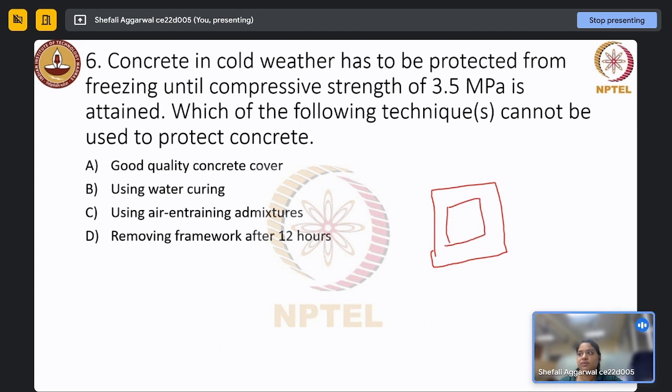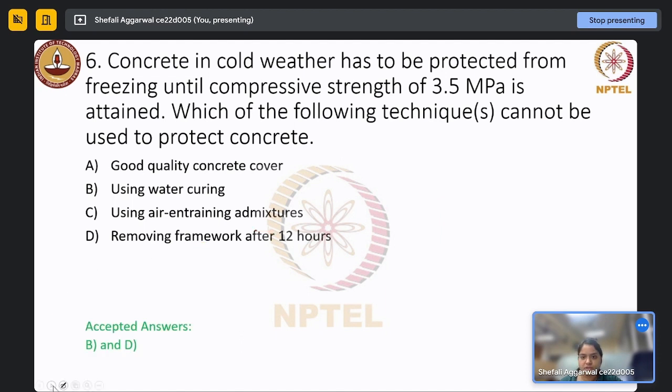If we are removing formwork very early, there are chances that the internal concrete is still hot because of hydration, and the external concrete will experience cold waves because of the external temperature, and this can cause an internal thermal effect and will cause cracking. So yes, the option was wrong. It should not be within 12 hours. Options are B and D.